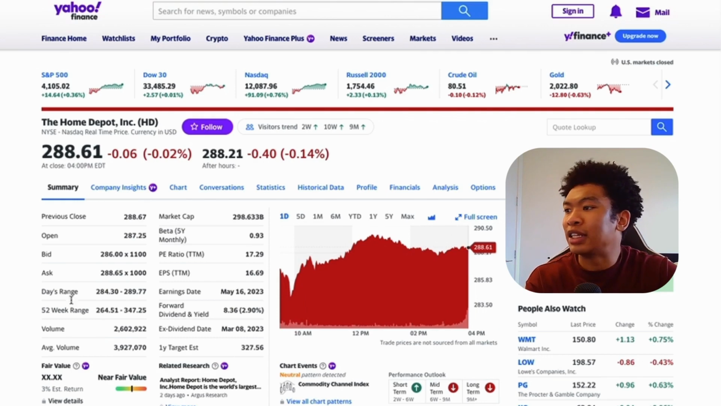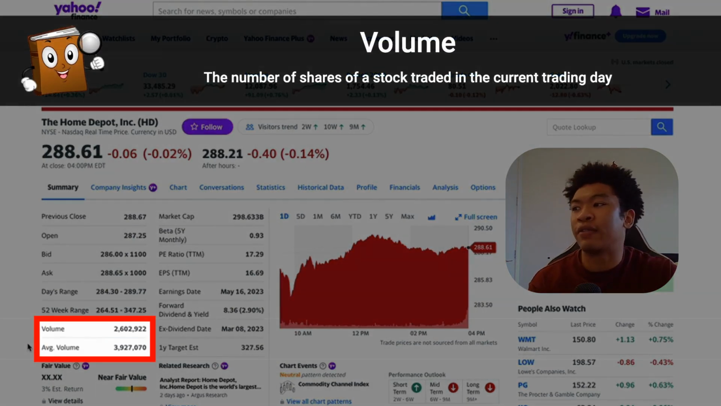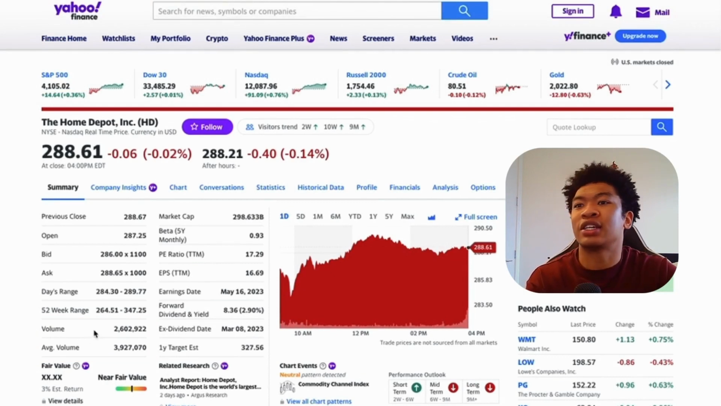Moving on, these next two rows here are super important. First, we have the volume, and then we also have here the average volume. Volume will tell us how many shares have traded over the most recent trading day, and average volume is how much volume trades per day for the stock on average. So for Home Depot, we can see here that we have over 2.6 million shares that have traded today, compared to an average of about 3.9 million shares.